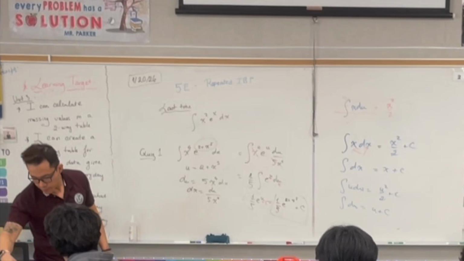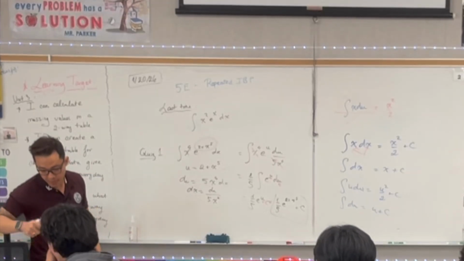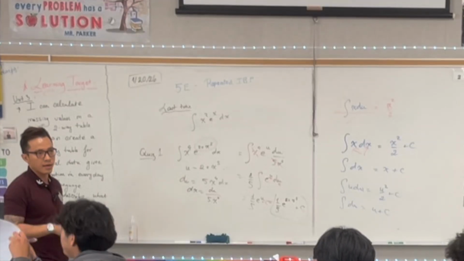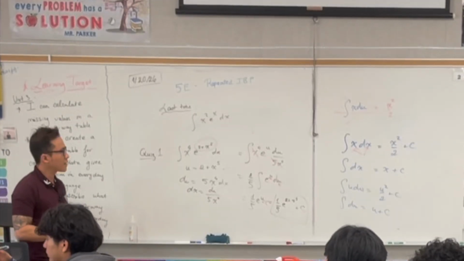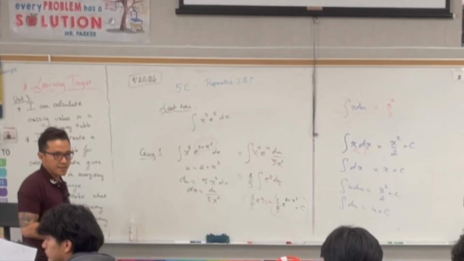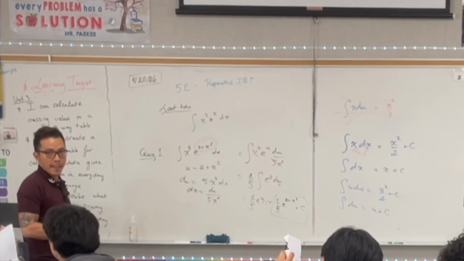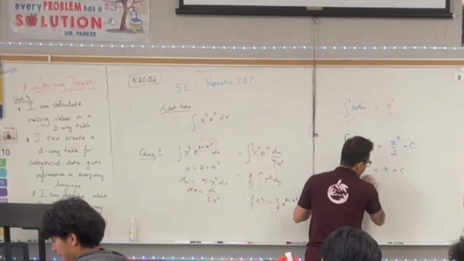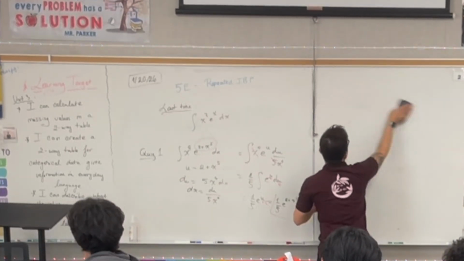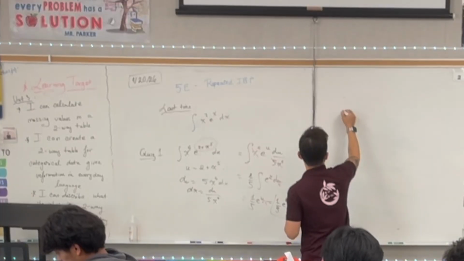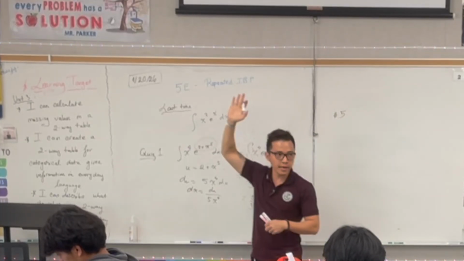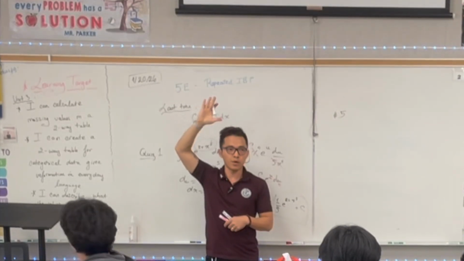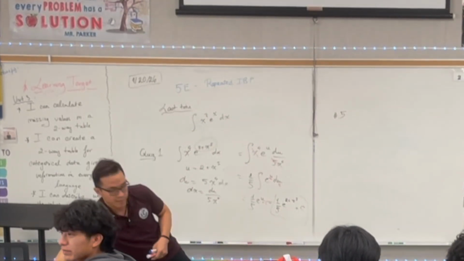A lot of you messed up with the number 5 because you were not careful with the constant. You want to talk about number 5? Who did number 5 correctly? Who got 3 points on number 5? Only 1, yeah. It's okay. Let's talk about it.